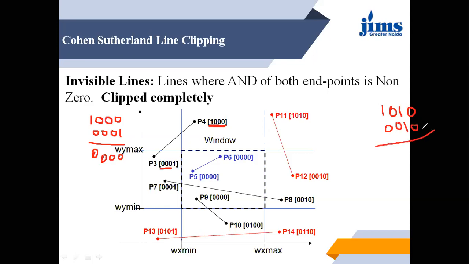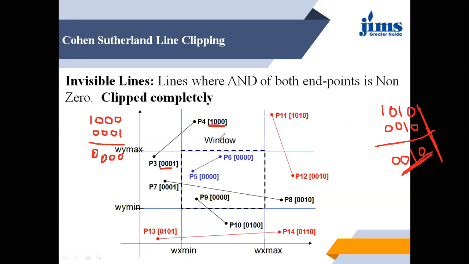Then 0 with 0 is 0, the AND of 1 with 1 is 1, and the rest both are 0. So in this case also we can see that the AND of both the endpoints is not 0. In this case, the line is completely invisible. It means there is no need to clip the line.